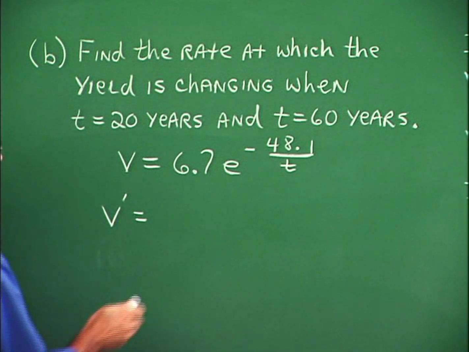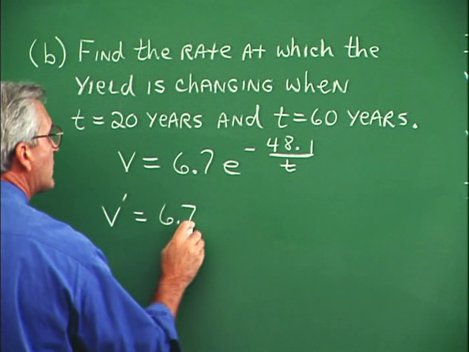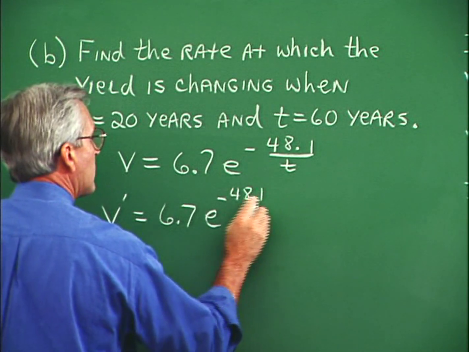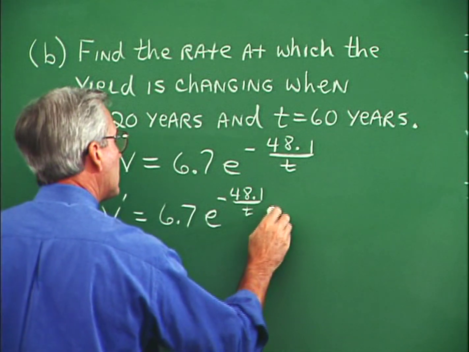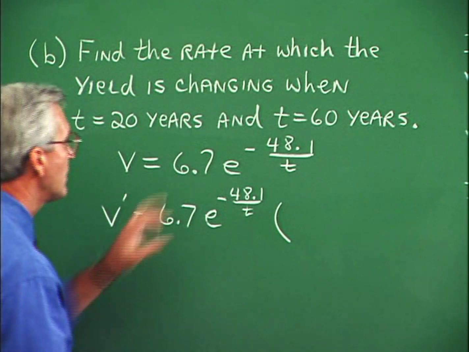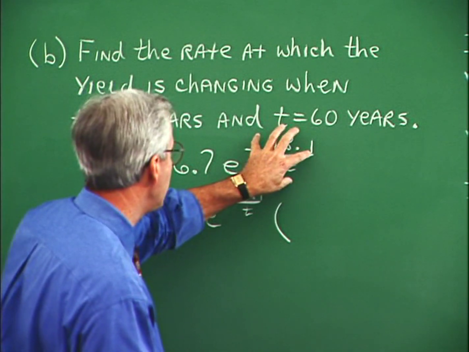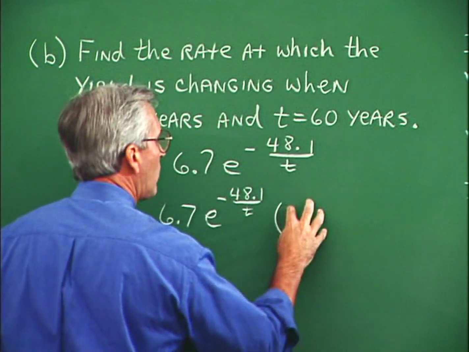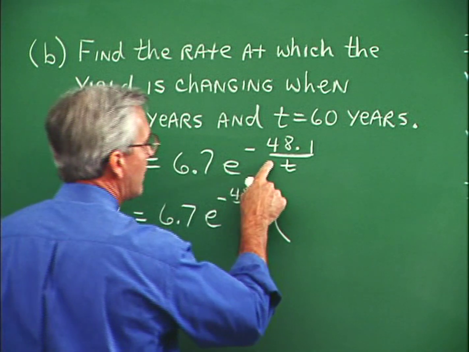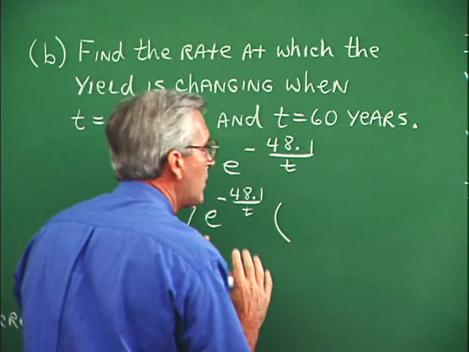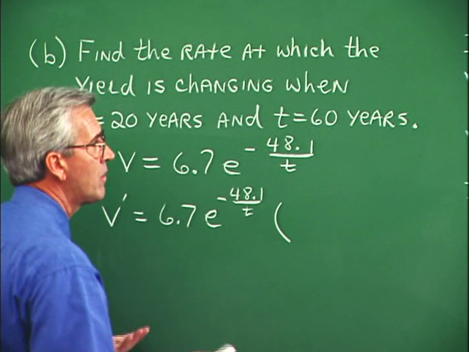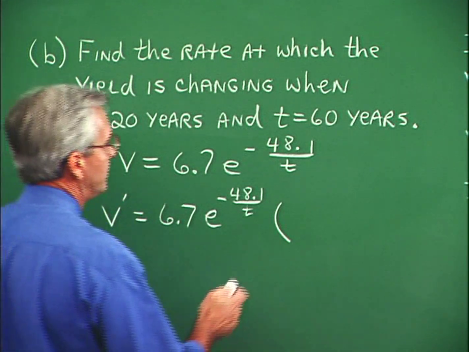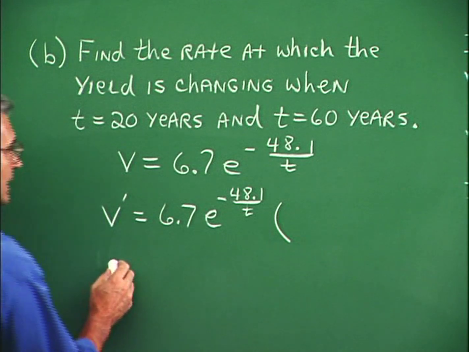V prime is simply 6.7 e to this exponent. Now, the next thing we need to put down is, this is the u part, if we're following the pattern that we've been talking about before, and what we want here is u prime. So we want the derivative of this. Now, we might be able to see through that, and then again, we might need to make some notes on the side.